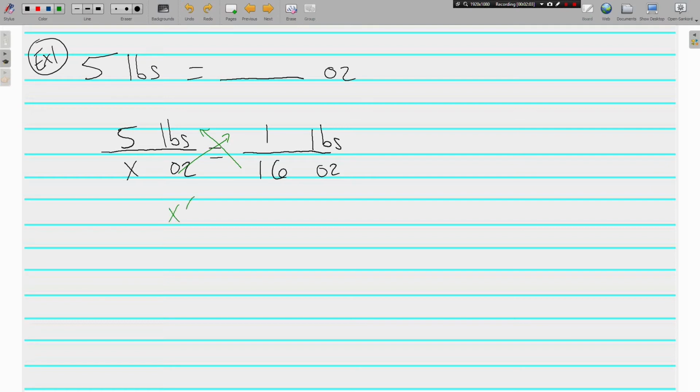Here we have x times 1 is equal to 16 times 5. X times 1, or 1 times x, is just x. And 16 times 5 is 80. So there we go. In 5 pounds, there are 80 ounces. Not too tough. Let's try another.